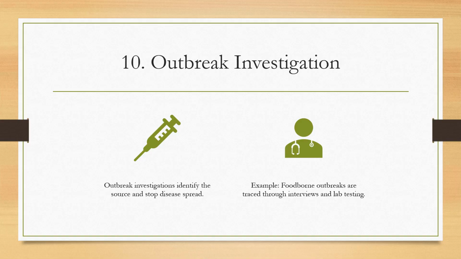Outbreak investigation helps identify the source of disease and stop further spread. Foodborne outbreaks are common examples. When many people become sick after eating contaminated food, epidemiologists interview patients to identify common exposure. They may trace the food supply chain and perform laboratory tests to confirm contamination.